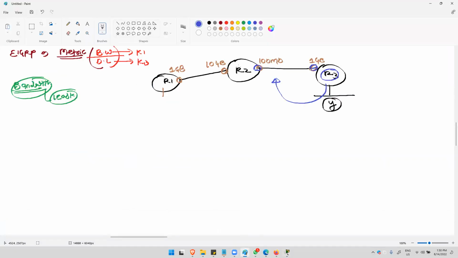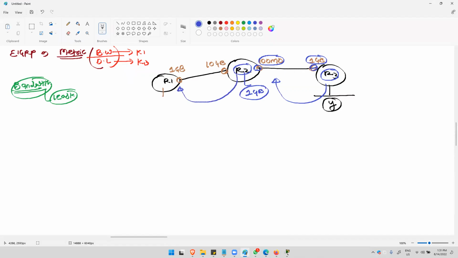So whenever R3 forwards an update on the R2 side, R2 receiving is how many MB? 100. But sending is which one? 1 GB. So which one is used? 100 Mbps is the least. But right now in my scenario, is 1 GB better or 100? 1 GB is better. That is the reason R2 will use 1 GB speed. Now in this scenario, break the rule.